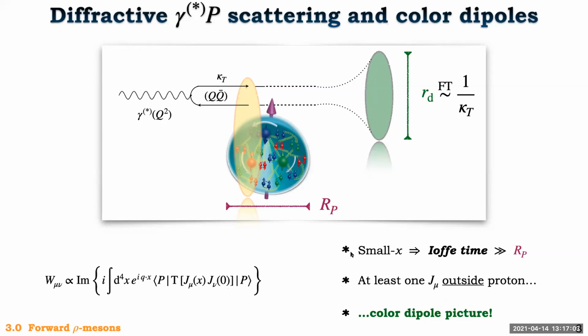This justifies the color dipole picture, in which the photon splits before into a dipole of quark and antiquark, and then this dipole interacts with the proton. And the size of the dipole is connected to the kT of one of the two quarks emitted, because it is connected as a direct Fourier transform.